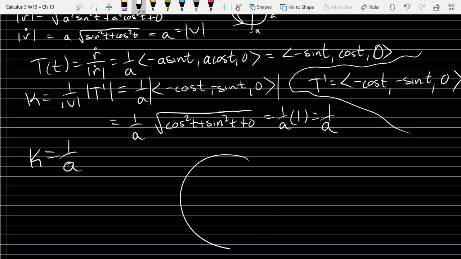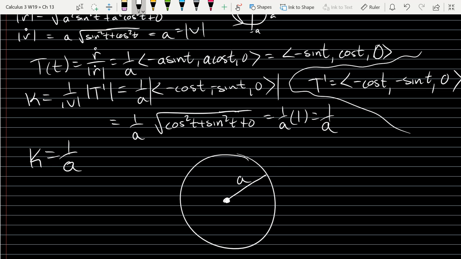I'll just draw a circle out without any XY axis. And the radius of the circle was A. So this is the circle track we're driving around, radius A. Now, the actual curvature is the reciprocal of the radius. So if you think about your radius, our radius is A.